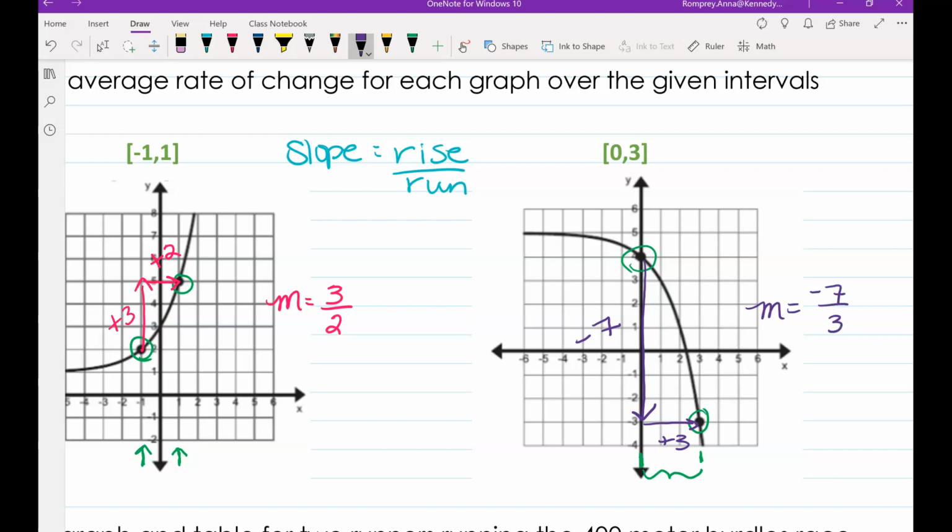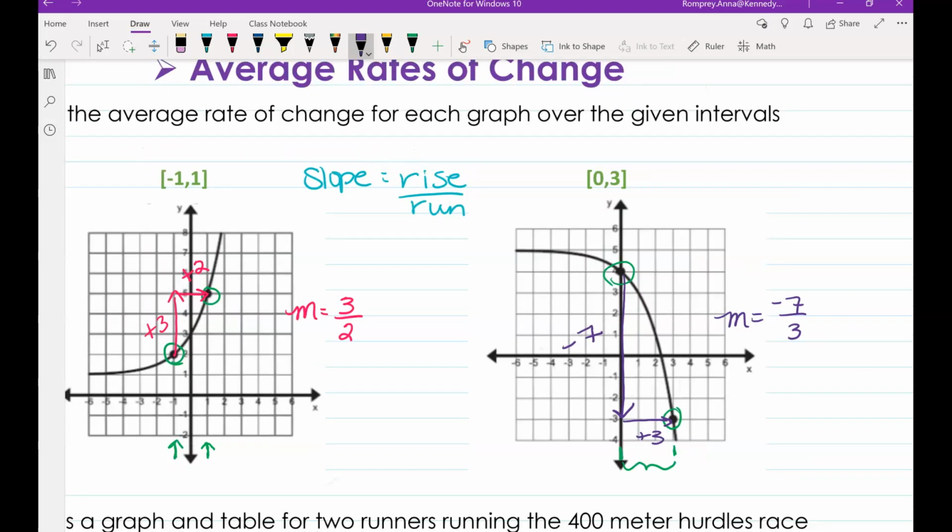So when given a graph, rise over run is a pretty nice tool, pretty quick and easy to find your average rate of change. When given a graph, no problem.